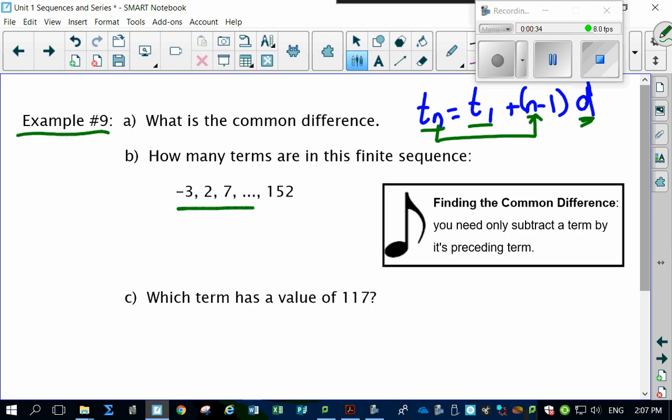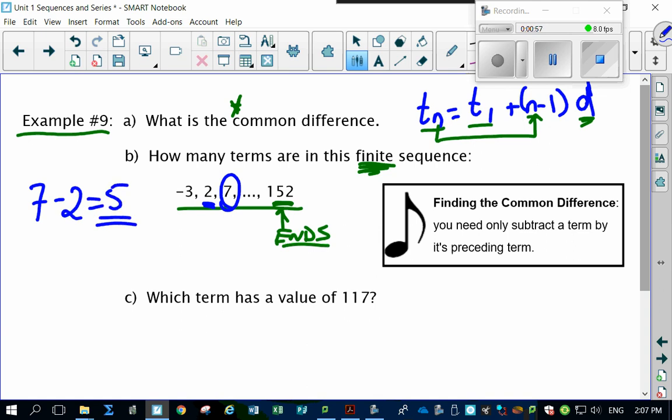I've given you a sequence right here. It, in fact, is a finite sequence, isn't it? Because it ends. It gives you the last term, this guy right here. Now it asks you, what is the common difference first? Oh, that's so easy. You take a term, 7, subtract the term before it, 2. Common difference in this is 5. That easy. Boom. There's your common difference, d.